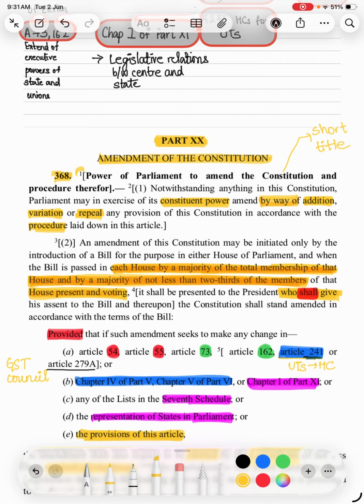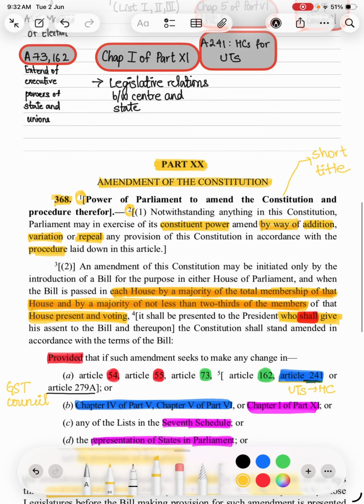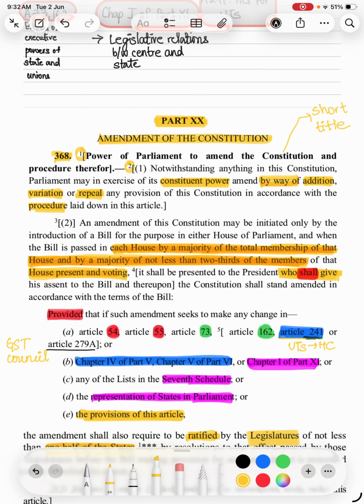You see this 1 here and this 2 here, written in superscript. This means some changes have happened to this article, and which constitutional amendment act or bill changed it will be written in the footnote. I don't have that footnote here, but every page will have some footnote below saying which constitutional amendment brought the changes. I'll show you with the constitution itself how it is. Now let's read the article itself.